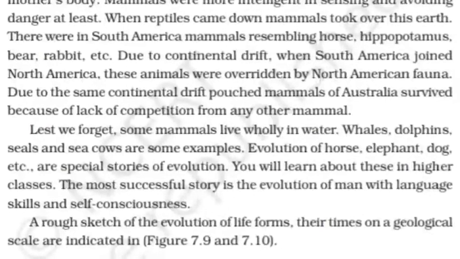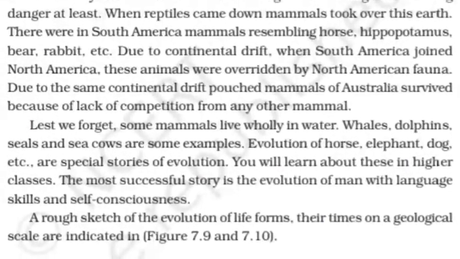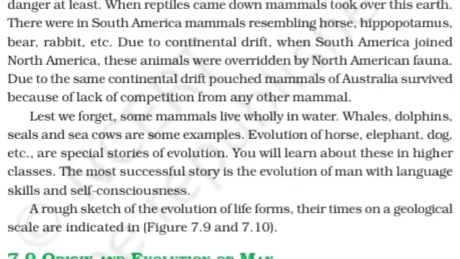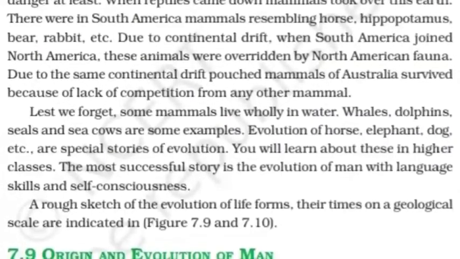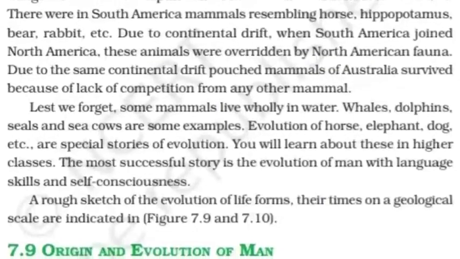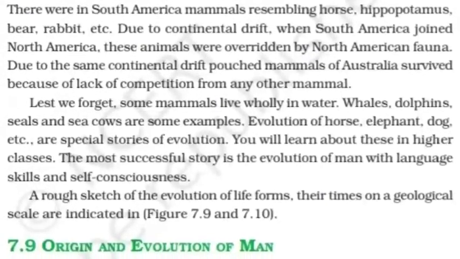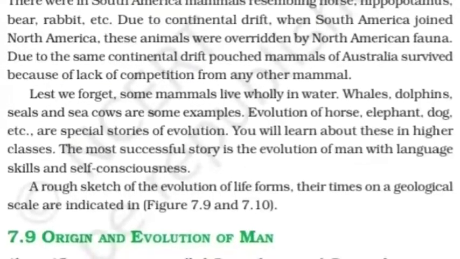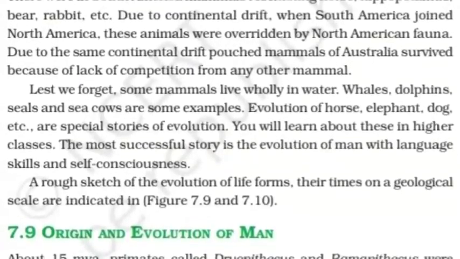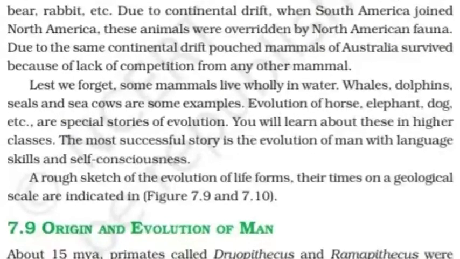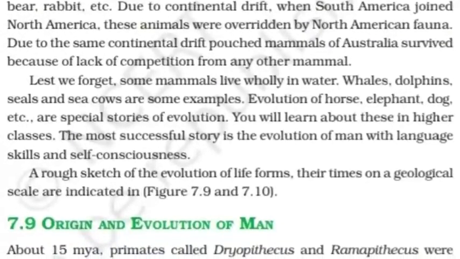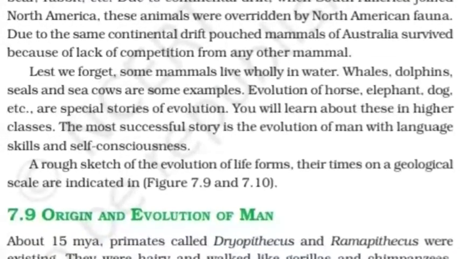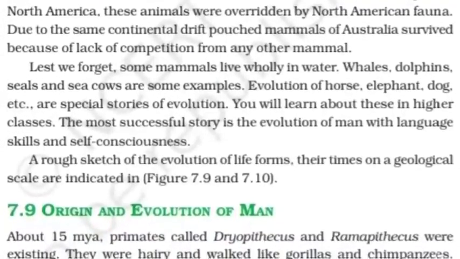Lest we forget, some mammals live wholly in water. Whale, dolphin, seal and sea cow are some examples. Evolution of horse, elephant, dog, etc. are special stories of evolution. You will learn about these in higher classes. The most successful story is the evolution of man with language, skill and self-consciousness. A rough sketch of the evolution of life forms.